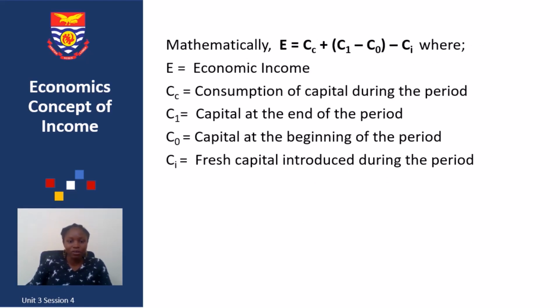So mathematically, economic income is denoted in this way. We have E, which represents economic income, and that's equated to, we deal with the brackets first, the difference between the capital at the end of the period and the beginning of the period. So capital at the end minus capital at the beginning. That difference, minus any fresh capital that was introduced in the course of the business, added to the consumption of capital during the period. In case you took out or consumed any capital within the period, when you add that, that would be your economic income.